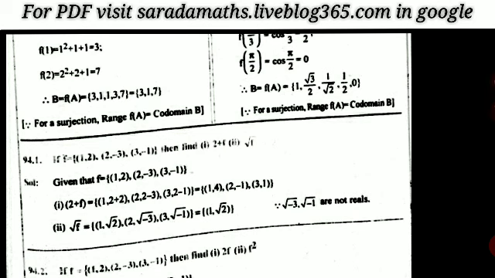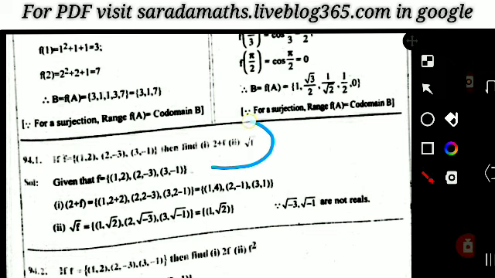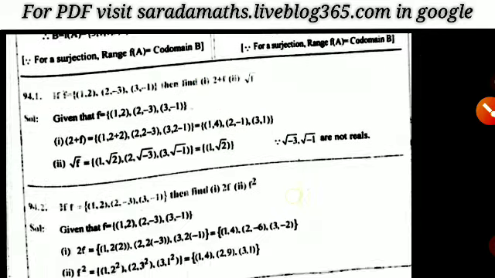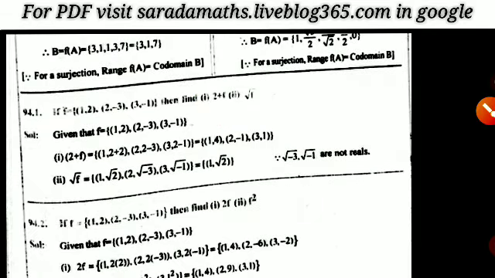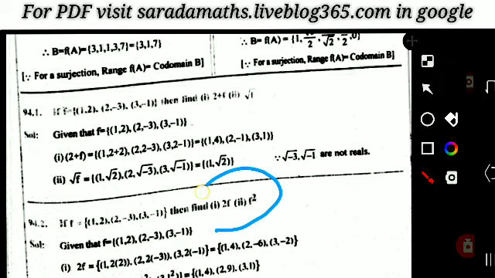And next, f is equal to {(1, 2), (-3, 3), (-1, ...)}, then find these values 2 plus f and root f. Very easy question, most important question. And next one, this is the same model. If f is equal to {(1, 2), (-3, 3), (-1, ...)}, then find the values of 2f and f square. This is also a most important question. Okay, see the next one.